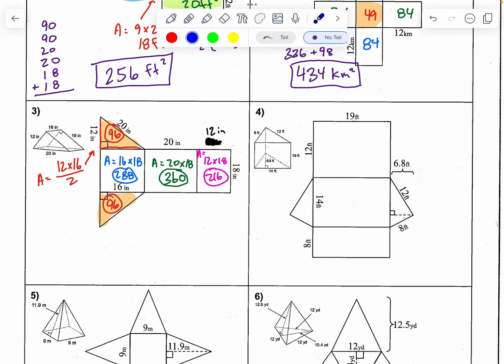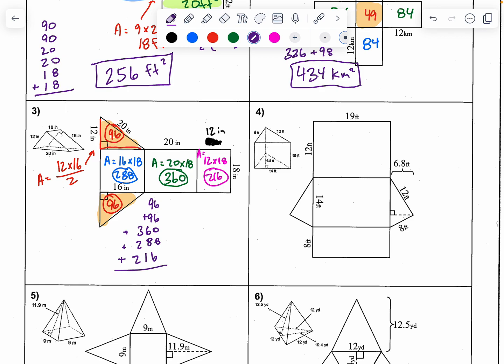So now, in order to find the surface area, I add up all my square inches. So 96 plus 96 plus 288 plus 360 plus 216. Let's write that in purple. 96 plus 96, or you can do 96 times 2, plus 360. Probably shouldn't write it that way. 360 plus, why did I skip 288? That's weird. Plus 216.